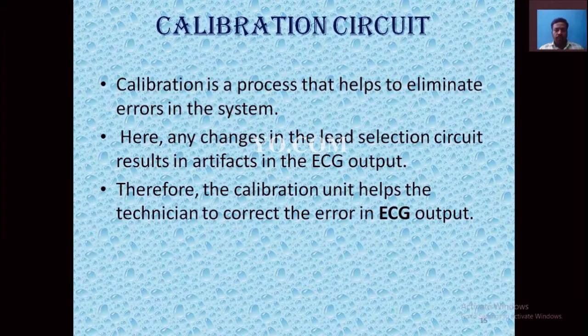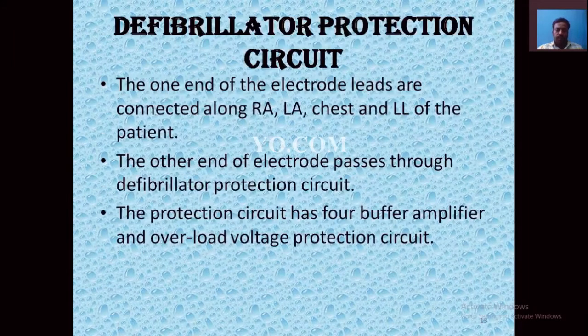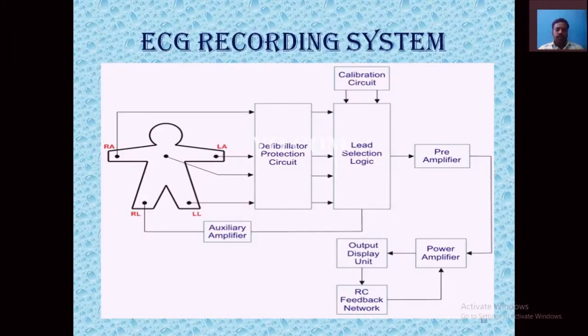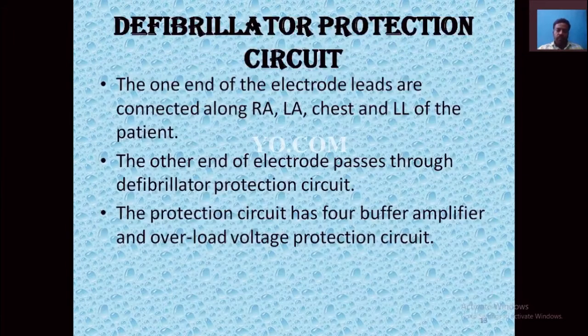Okay, the calibration circuit is used to calibrate the ECG output. The calibration circuit is connected to the lead selection logic, so it controls the error in the system.